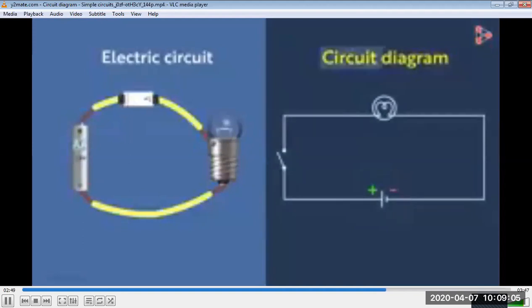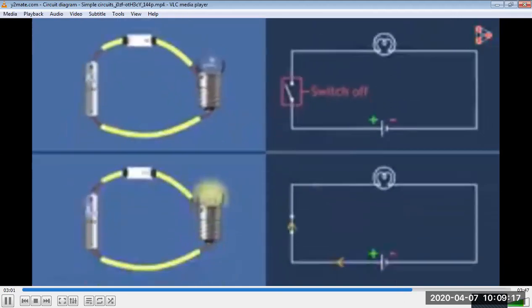Note that there will be two circuit diagrams for this. This one is when the switch is off and the electric current is not flowing through the circuit. We see that no arrowheads are shown here. This circuit diagram is when the switch is on. Here, the circuit is complete and the current is flowing. The arrowheads are used to show the direction of the electric current, which is always from the positive to the negative terminal of the battery.